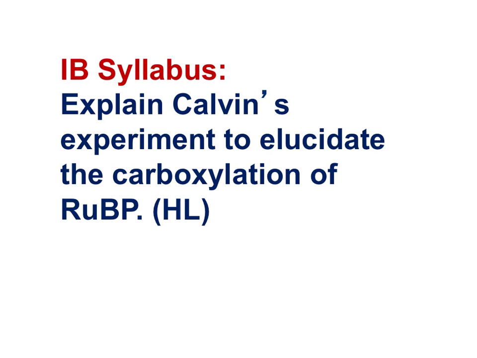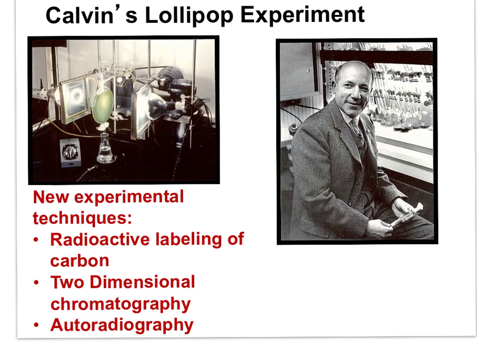So let's transition to a new IB syllabus statement. Explain Calvin's experiment to elucidate the carboxylation of RuBP. Calvin received the Nobel Prize in 1961 for his well-known lollipop experiment, in which he was able to elucidate the stable intermediate carbon molecules in photosynthesis. Calvin, seen here on the right, with his equipment on the left, used new techniques in his work to elucidate the stable intermediate carbon molecules in the Calvin cycle.